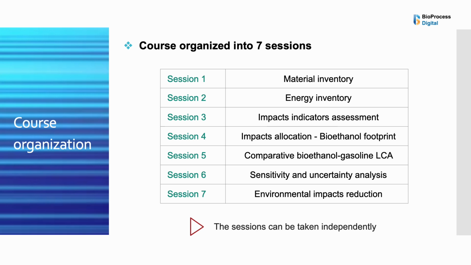The course is organized into 7 sessions: material inventory, energy inventory, impacts indicators assessment, impacts allocation and bioethanol footprint, comparative bioethanol versus gasoline LCA, sensitivity and uncertainty analysis, and environmental optimization for impacts reduction. The sessions can be taken individually.